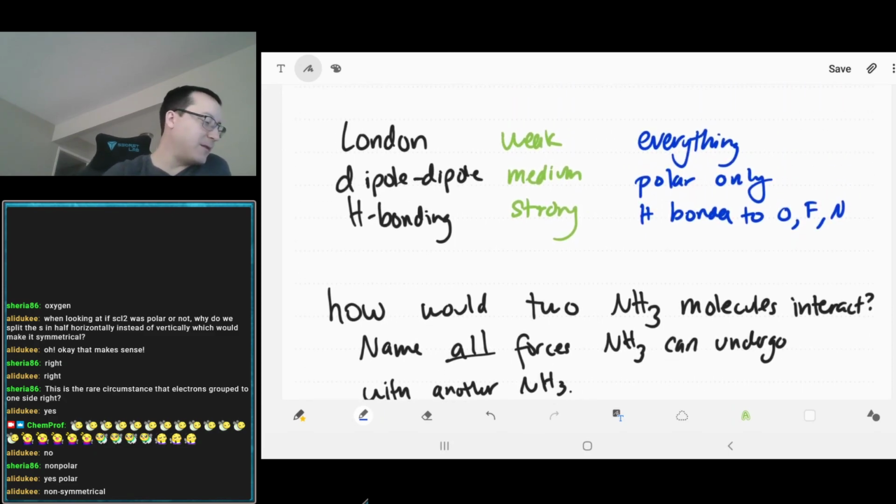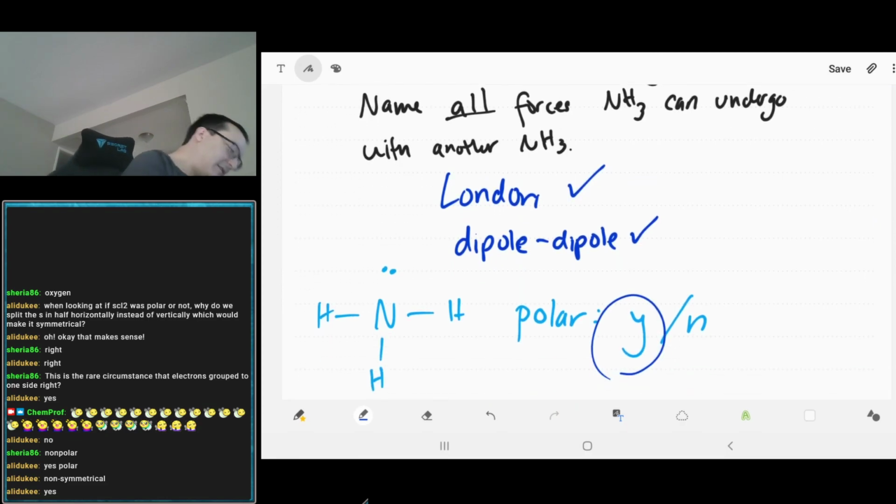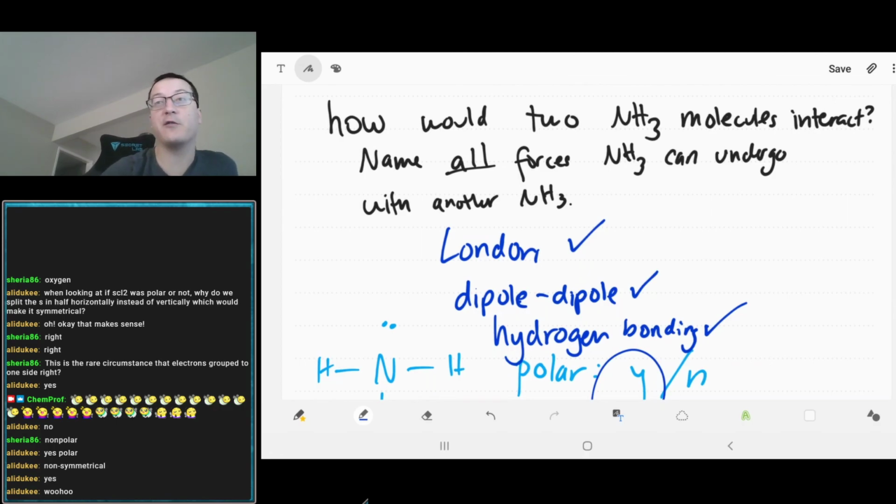Now let's look at our third one. Do we have hydrogen that is bonded to oxygen, fluorine, or nitrogen in this molecule? Yeah, we certainly do. That's the only thing we have. We only have hydrogen that's bonded to nitrogen. So we're going to say for sure this can go through hydrogen bonding. To answer this question, we would say it can undergo all three of our forces.